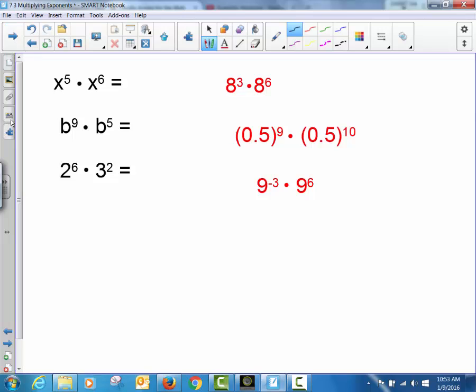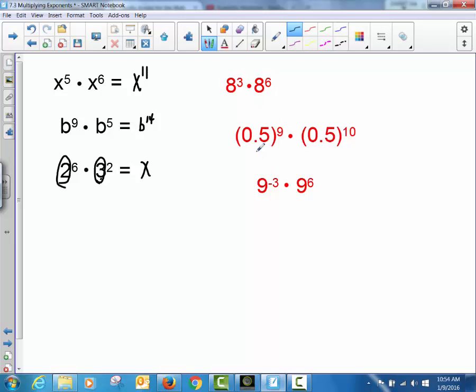So let's look at a few here. We've got x to the 5th times x to the 6th. That gives us x to the 11th. We have b to the 9th times b to the 5th. That gives us b to the 14th. We have 2 to the 6th times 3 to the 2nd, and that gives us nothing because we're not allowed to do that. The bases are different, so you couldn't do it. That was a tricky one.